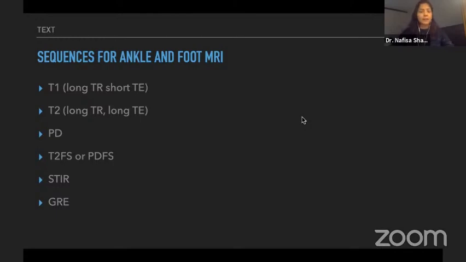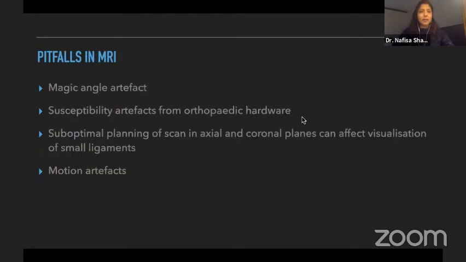I want to show you how to look at the anatomy when scrolling through a stack of images. We'll look at a few pitfalls. As Aditya mentioned, susceptibility artifacts from orthopedic hardware limit the resolution on MRI, and that's where CT would be beneficial. There's a magic angle artifact, where the tendon may look a bit edematous, or it could even potentially look torn, if the tendon is at the acquisition plane of 55 degrees. And of course, if it's not planned well, there will be difficulty in reading the MR.